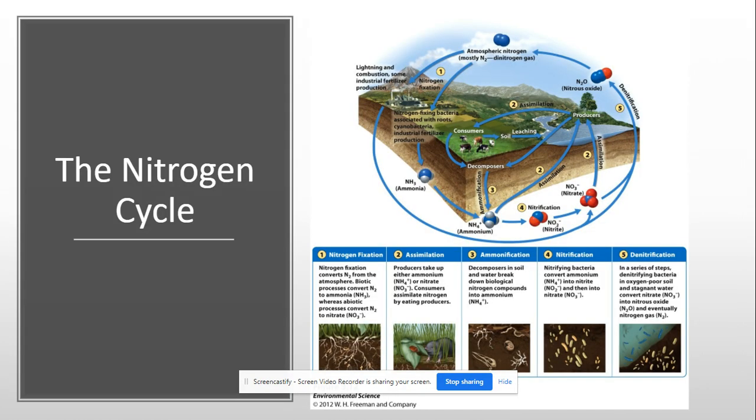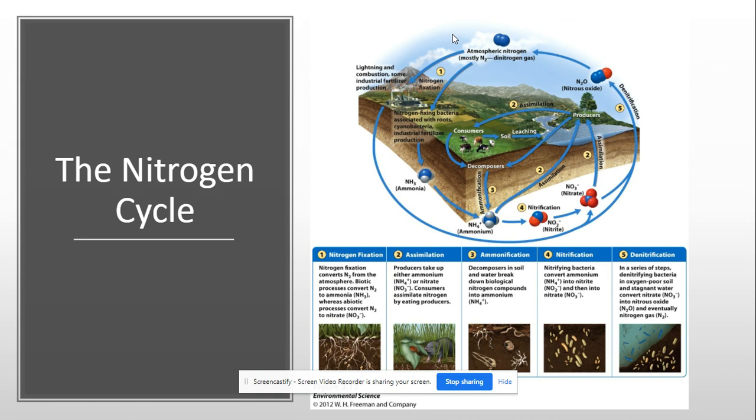And so here in our diagram, we've got all the parts broken down. We can see that up in the atmosphere, most of our atmosphere is actually made up of dinitrogen gas, or N2, but that's in a form that living organisms can't necessarily use, so it must be fixed. And so in step number one, that's our nitrogen fixation.